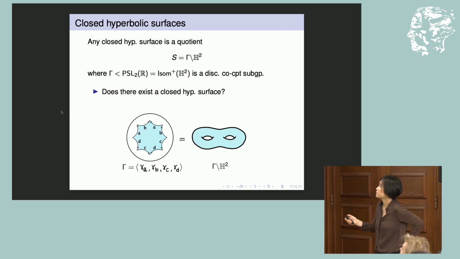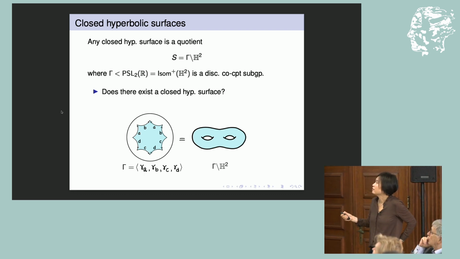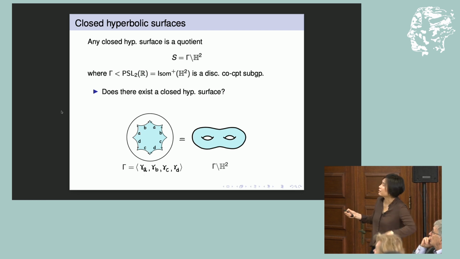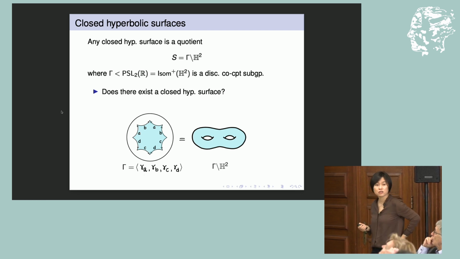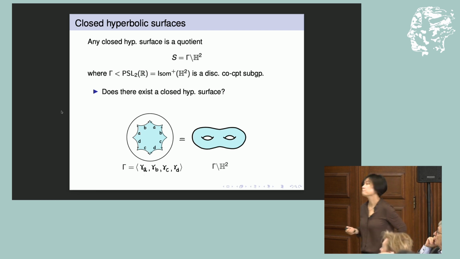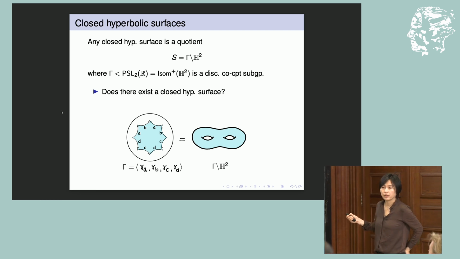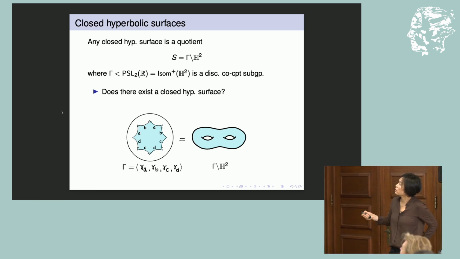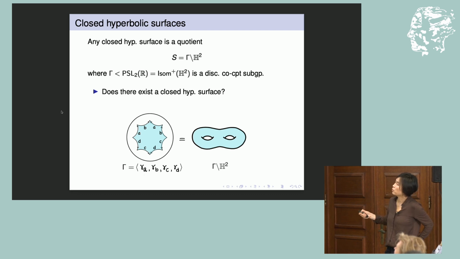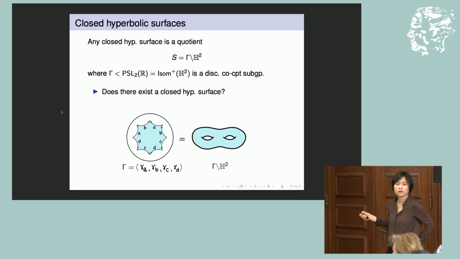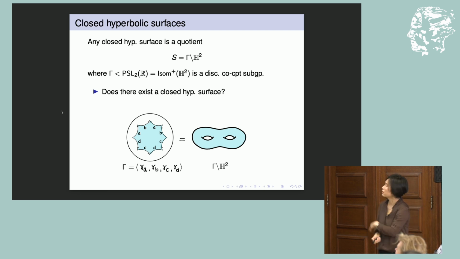Okay? So of course, you can ask, well, I gave a definition, but does it exist? Does there exist a closed hyperbolic surface? So here is one very explicit example. I'm using here the Poincare disk model. Okay? So this is the hyperbolic plane, but in the disk model.